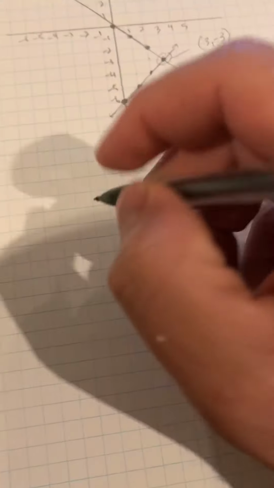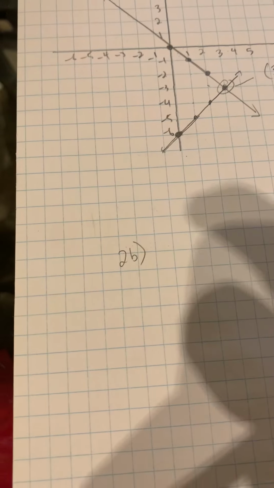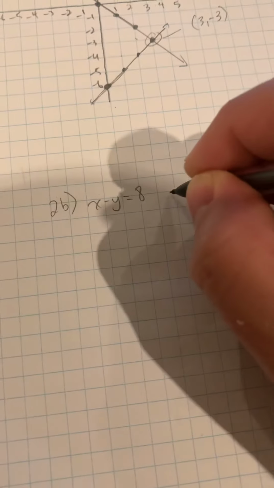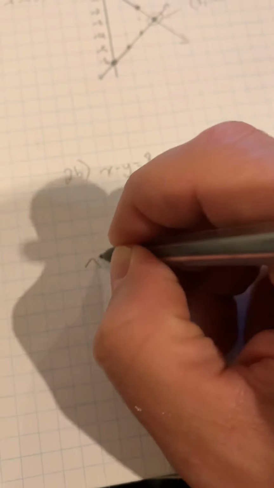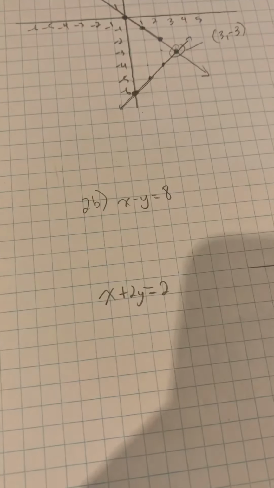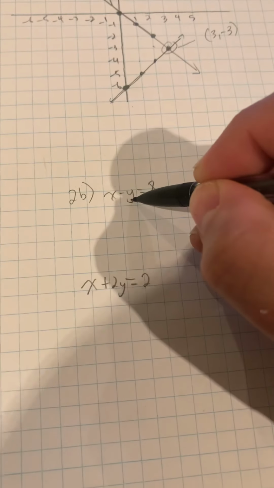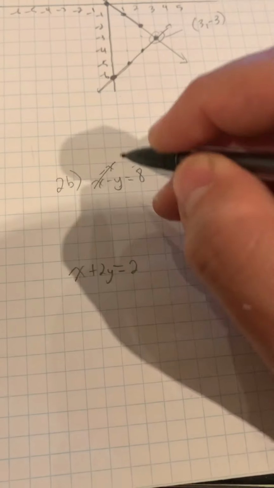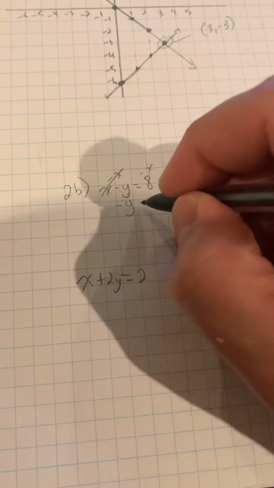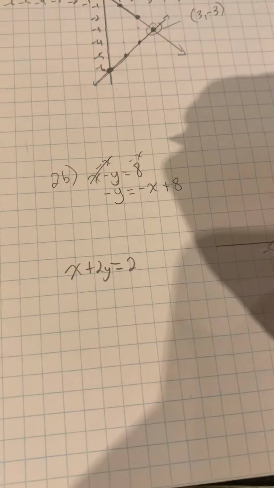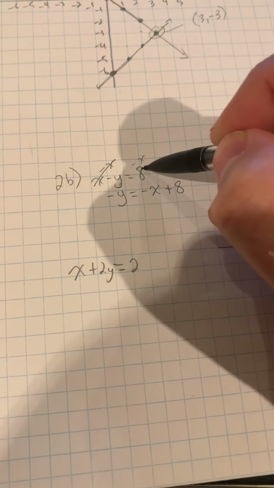Okay, now let's do 2b. So we have x minus y equals 8, and we have x plus 2y equals 2. Okay, so we're going to isolate for y here. So we're going to get rid of the x, so subtract x on both sides. So negative y equals negative x plus 8.